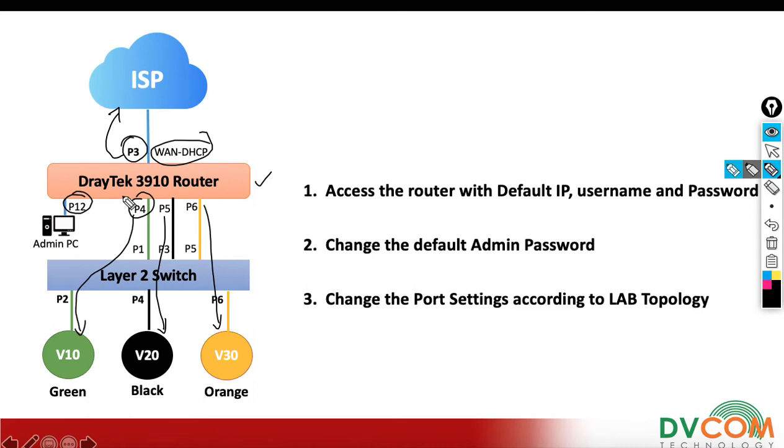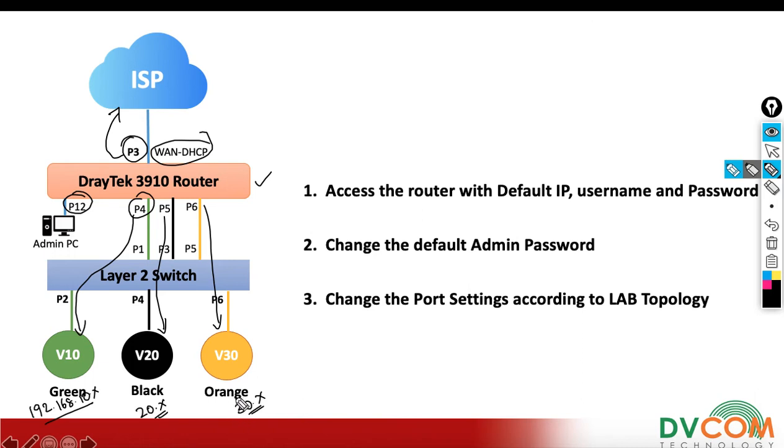And by the way, for VLAN number 10, I'm just using 192.168.10.0 network. And for VLAN number 20, I'm going to use 20.0 network. For VLAN number 30, I'm going to use 30.0 network. That's what I'm going to do now.